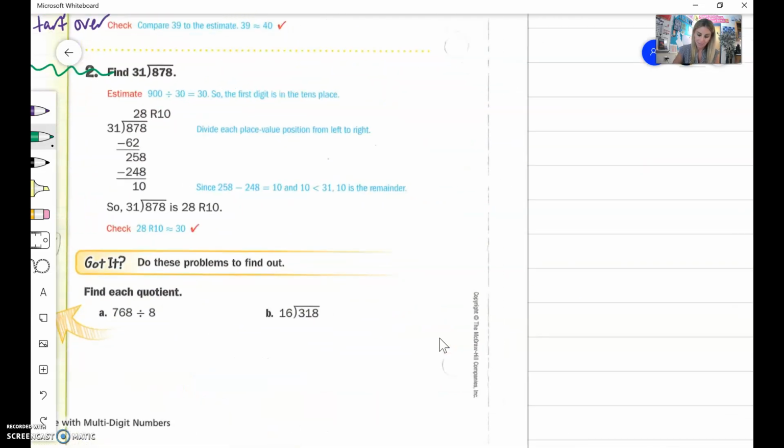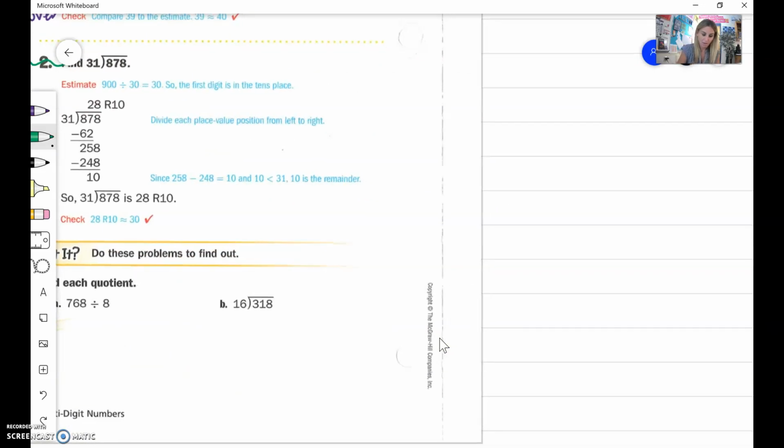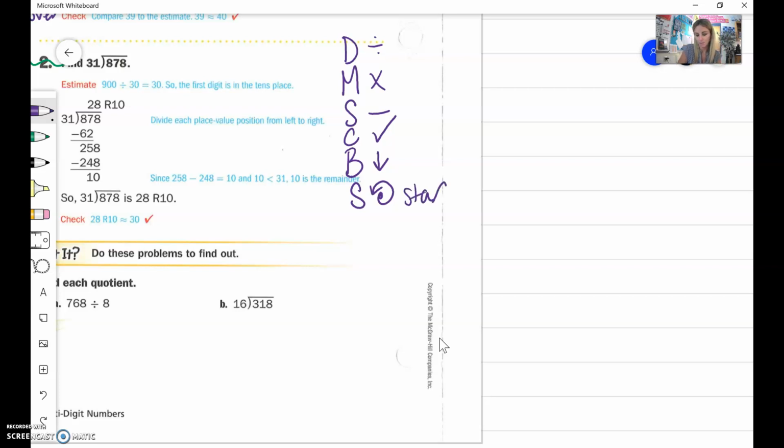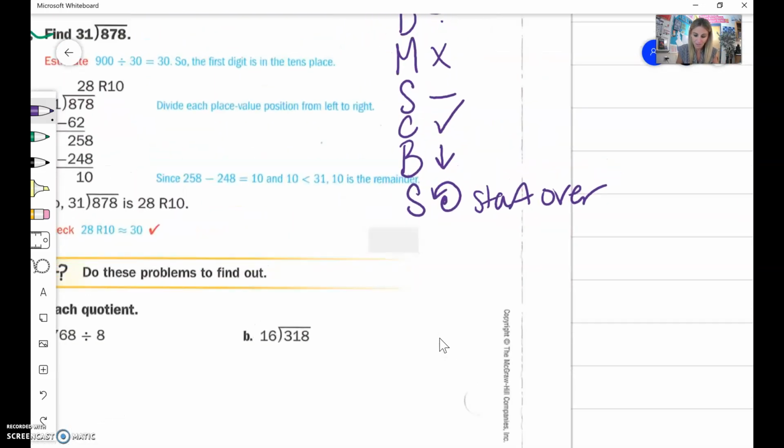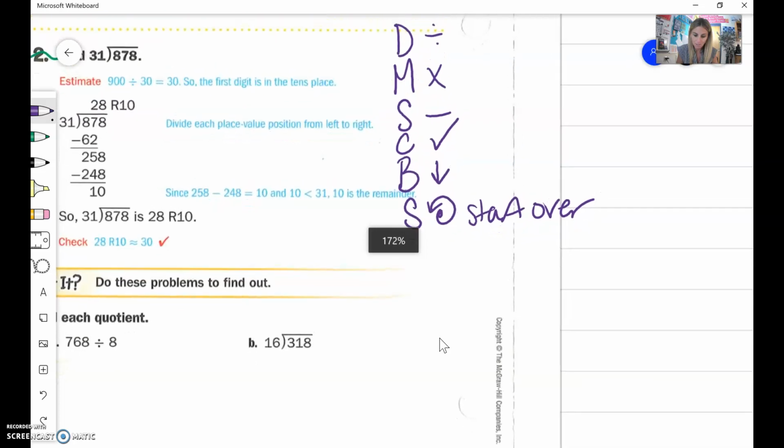Okay, let's take a look at B. We're going to do it over here. And over on this side, I'm going to write, does McDonald's sell cheeseburgers on Sunday? So divide, multiply, subtract, check, bring down, and then a start over, like an arrow over, or you can write start over. Okay? All right, I'm going to see if I can make this a little bit bigger so I can use this one. I might need a little bit more room. All right, I'm going to go ahead and rewrite that.